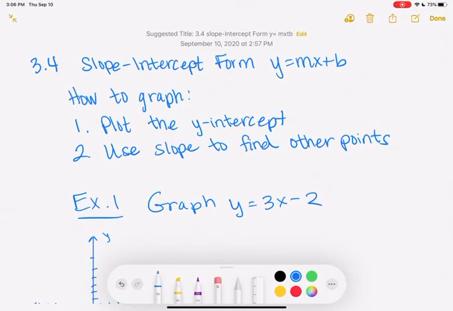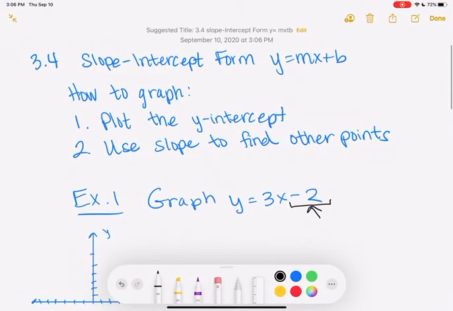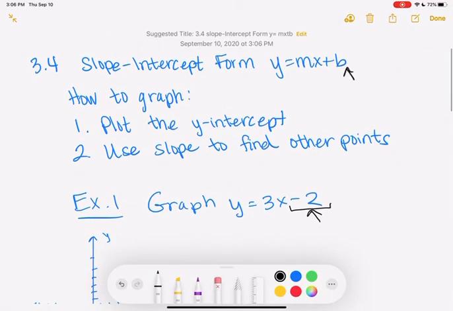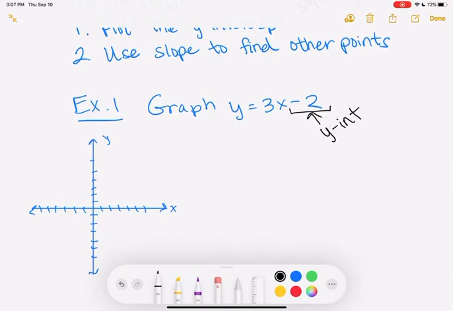For example 1, negative 2, okay, because you see this 2 here, right? The negative goes with it. So in y equals mx plus b, the b is your y-intercept. We already know what the m is, the slope. We just found that out. So my y-intercept is -2. So the first thing I do is I figure out my y-intercept and I go and plot it. So it is at 0, -2.